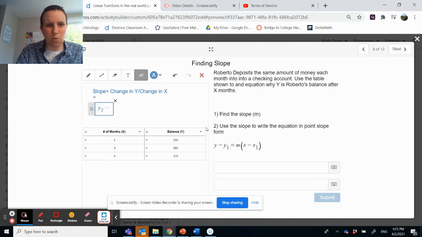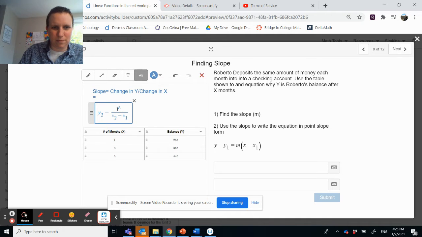minus y1 divided by x2 minus x1. Let me clean that equation up a little. So that's the slope equation. And a lot of people have told me they prefer this way. Some people like this way better.